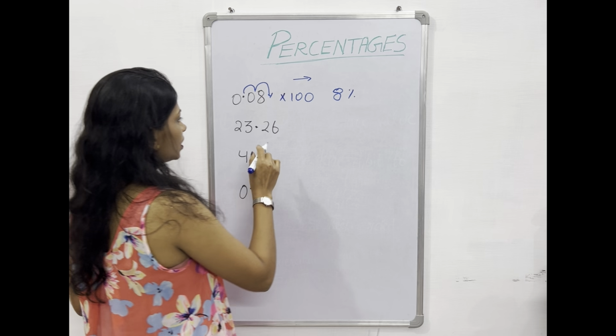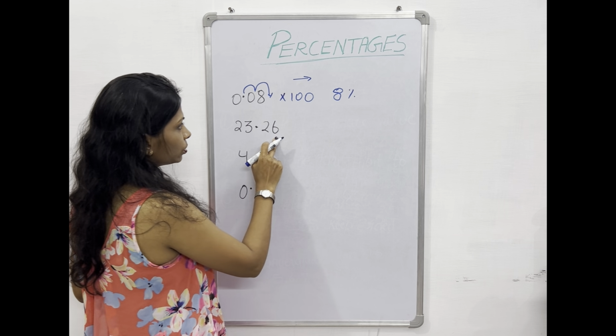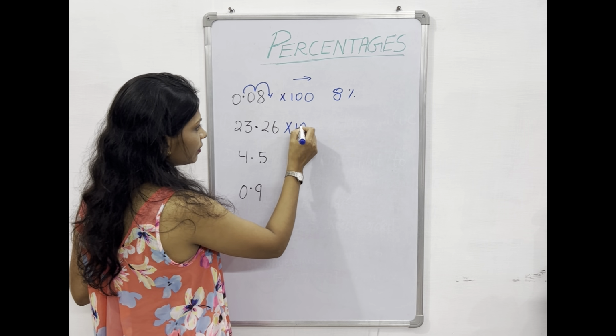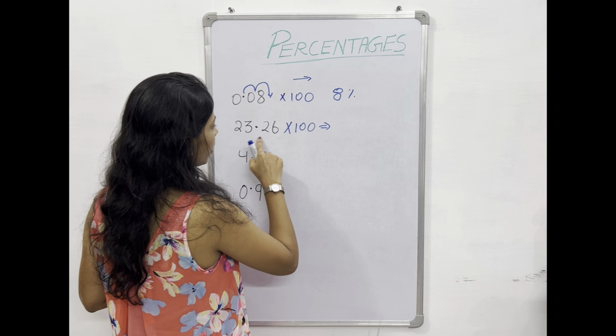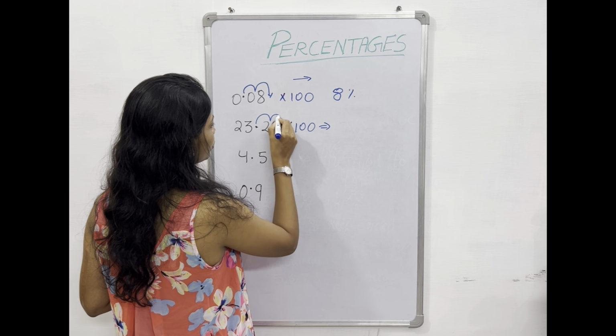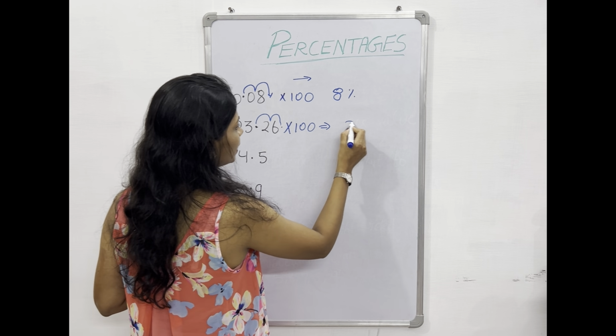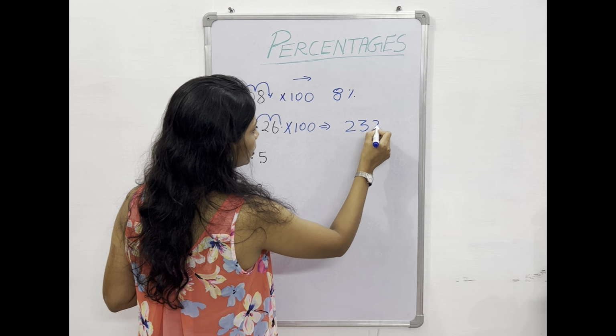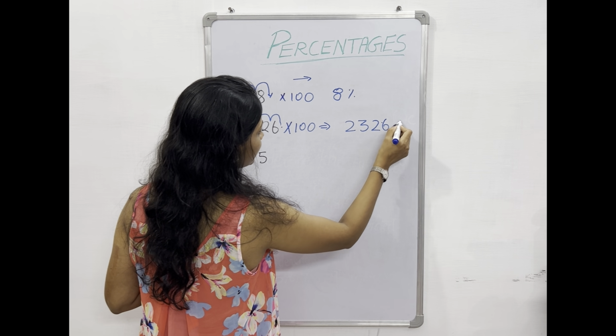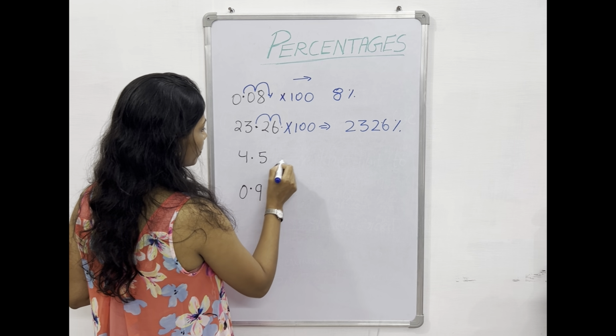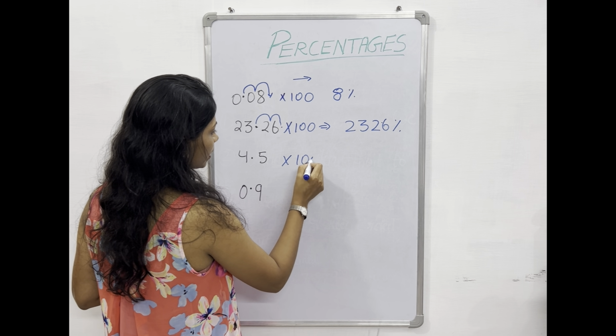8%. Next example is 23.26. I again multiply this by 100, and after multiplying this by 100, the decimal will shift 2 points towards the right, and I will get 2326%.